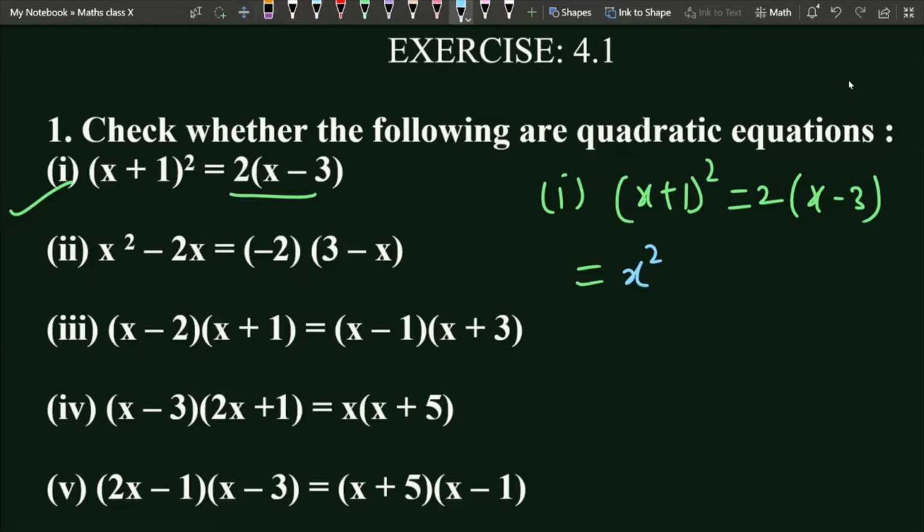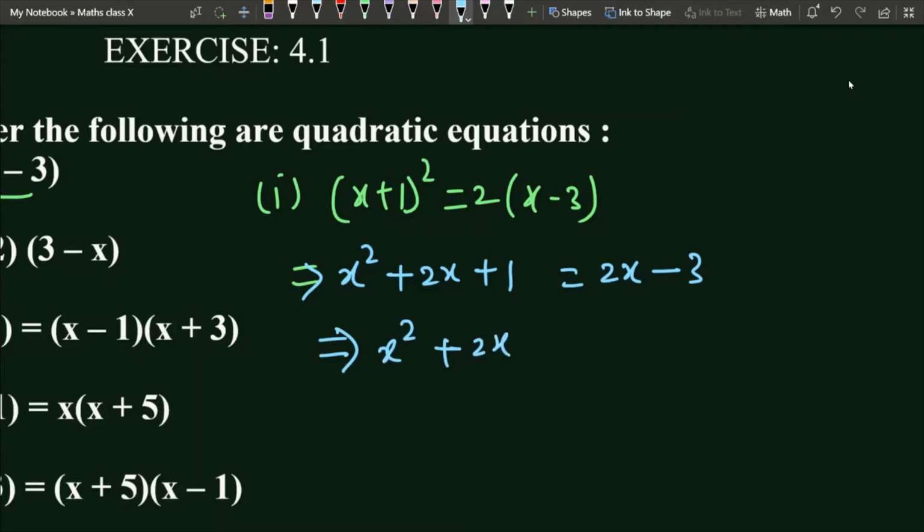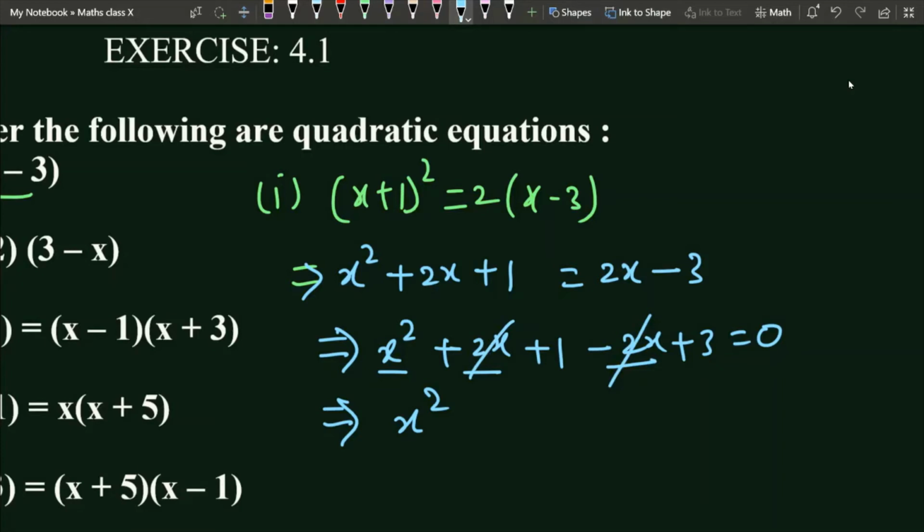x square plus 2x plus 1 is equal to 2x minus 3. Now think, when we transpose these terms to the left hand side, what will we get? x square plus 2x plus 1 minus 2x plus 3 is equal to 0. See this, it becomes x square, plus 2x minus 2x, it is cancelled out. We have got plus 1 plus 3, that is plus 4, is equal to 0.